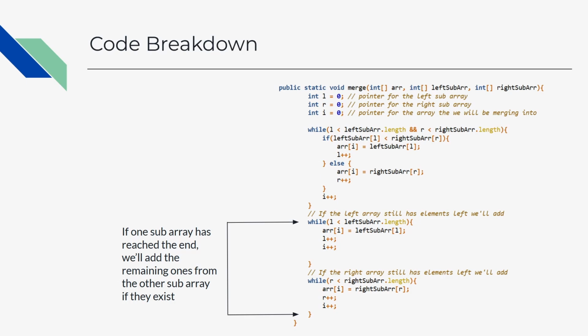The second while loop will check if there are still elements left in our right subarray. If there are, we will keep on adding them onto our array that we are merging into until we reach the end.